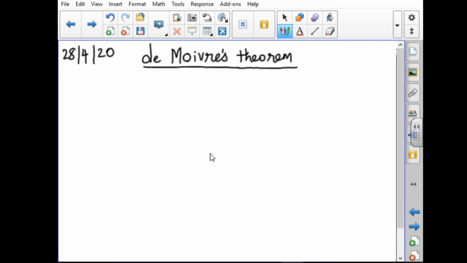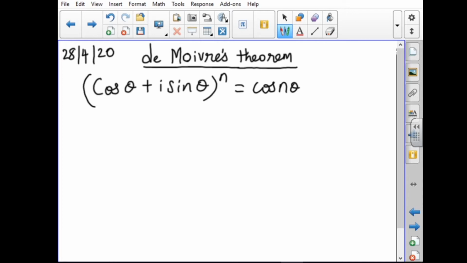Good morning, students. Today we are going to see De Moivre's theorem in complex numbers. What is the statement of De Moivre's theorem? Given any complex number cos theta plus i sin theta, for any integer n, (cos theta plus i sin theta) whole power n is equal to cos n theta plus i sin n theta. That is nothing but taking the power inside.